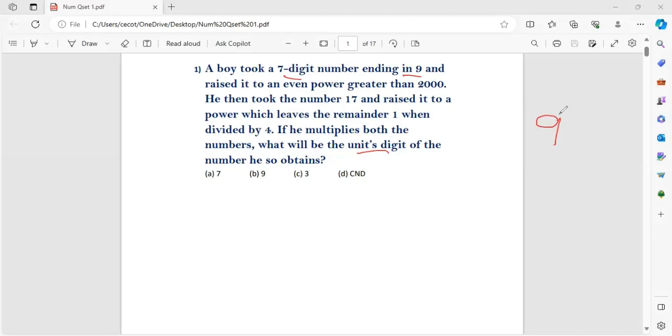Now that doesn't matter. So the thing that is important over here is 9 raised to even. We know 9 raised to even will give you 1 at the unit place, right? Unit digit will be 1. 9 to the power odd is 9, 9 to the power even is 1, perfect.